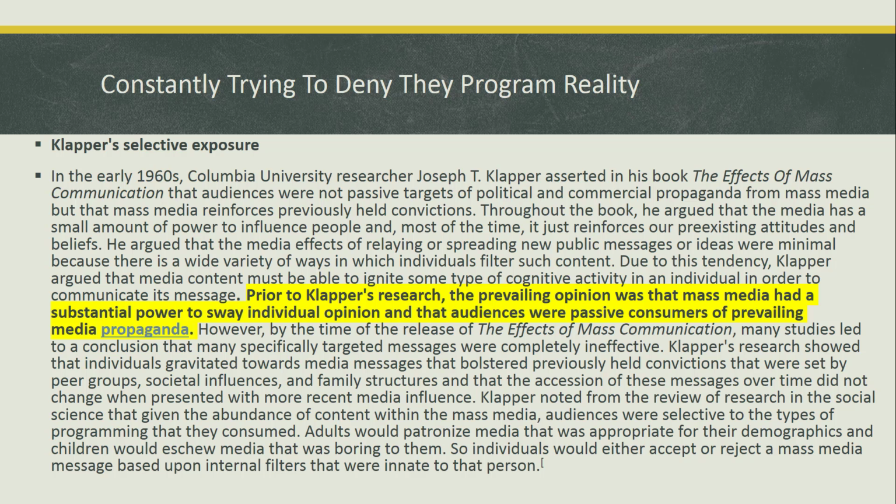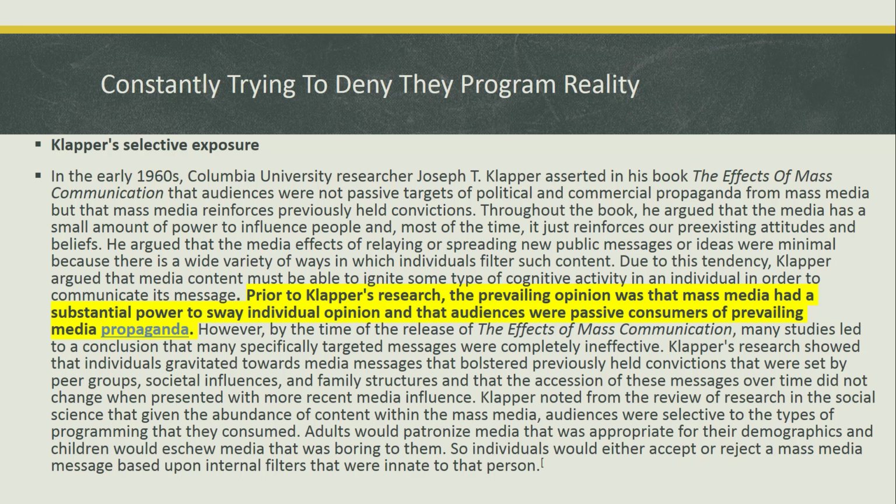societal influences, and family structures, and that the accession of these messages over time did not change when presented with more recent media influence. So I guess therefore they had to break up families and break up peer groups so that they can control the message, because people are doing too much of their own thinking, or thinking outside of our control is happening. This is what they do.